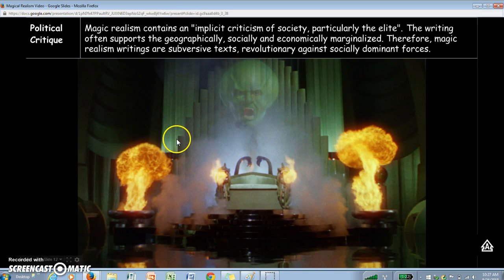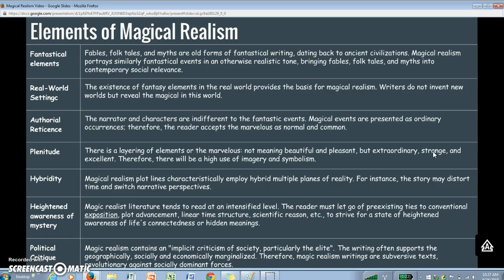So in Wizard of Oz, Oz himself, the scary floating head with flames around him, symbolizes a corrupt government that controls his people by taking away their rights to live. Therefore, Wizard of Oz is revolting against that kind of government. Throughout all of magical realism, you will consistently see the concept of the elite as being portrayed negatively, where they use their power to hurt other people. So, these are the 7 elements of magical realism as they apply to the Wizard of Oz.